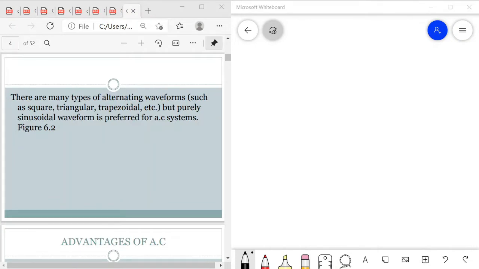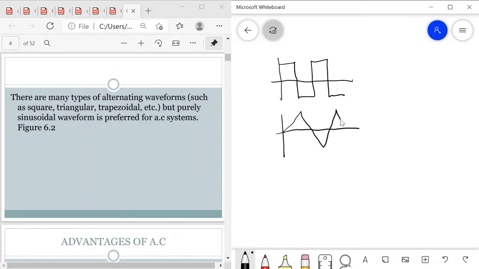So there are many types of alternating waveforms, such as square, triangular, trapezoidal, but purely sinusoidal waveform is preferred for AC systems. For square wave, we have like this one. In triangular, like this. And trapezoidal.